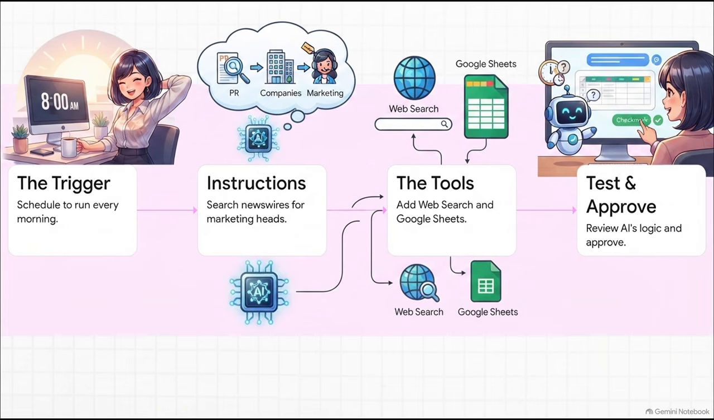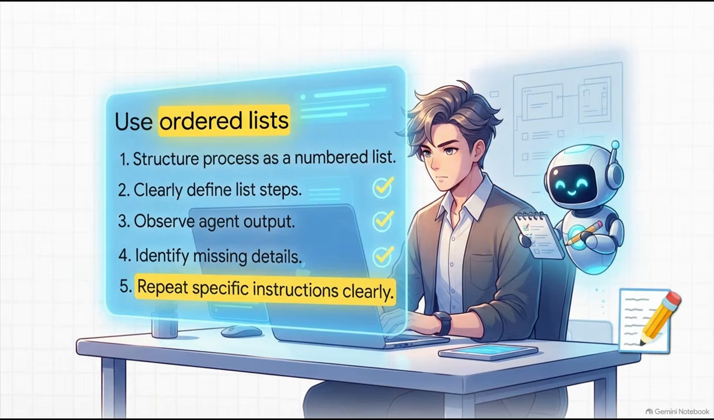Step 4, test and approve. You watch the AI chat through its logic and you approve the data before it pastes anything into the spreadsheet. Boom, handled. Here's a quick pro tip to make your build bulletproof. When writing those instructions, use ordered lists. Number 1, do this. Number 2, do that. AI absolutely thrives on structure.